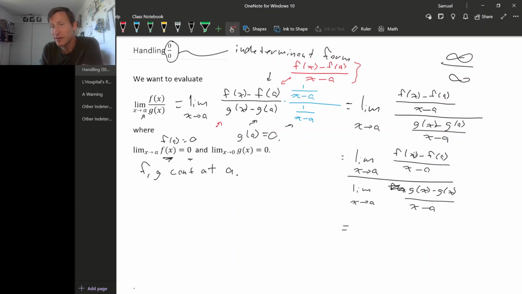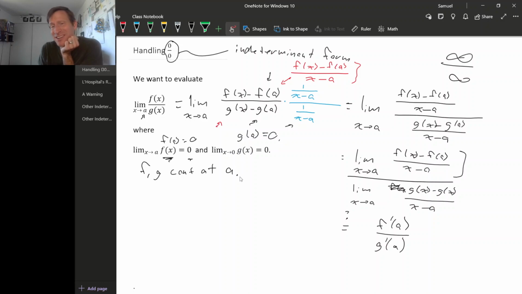And this numerator, well, that's just the derivative of f at a. And same thing for the denominator, that's just the derivative of g at a. Well, this calculation kind of assumes that these derivatives exist, and it's not really exactly clear what would happen if these derivatives didn't exist, so there's a little bit of a question mark here.